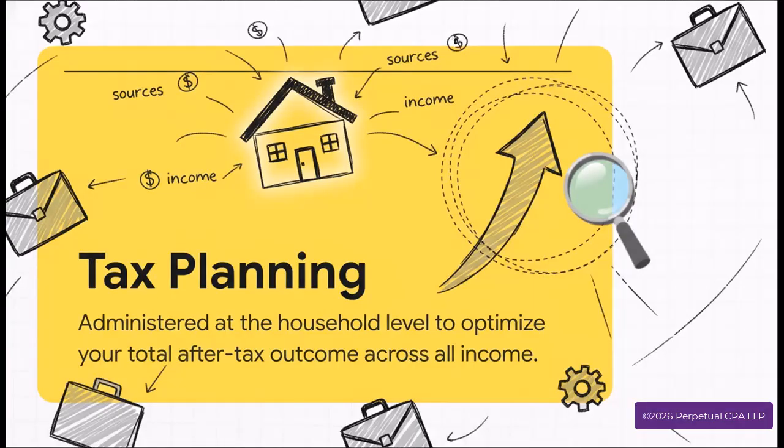So to kick things off, what are we really talking about when we say tax planning? Well, the first thing you have to get is that tax planning is always administered at the household level. It doesn't matter if you file as a single person or as a married couple, the end goal is always to optimize your total after-tax outcome across all of your income sources. Business entities, you see, they're just tools within that bigger household plan. The strategies for a business definitely affect the household's bottom line, but they never operate in a vacuum.